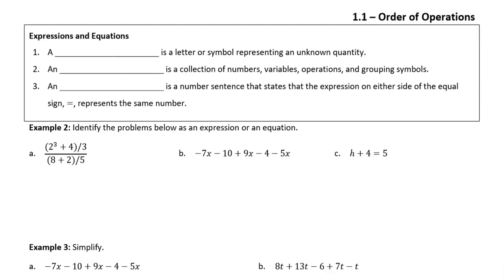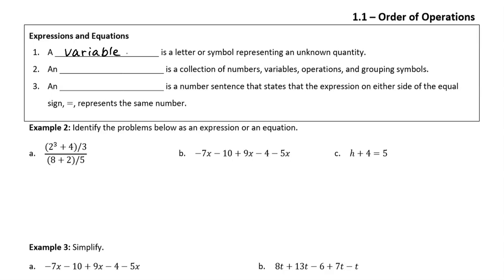The first one here, we're going to say that a variable is a letter or symbol representing an unknown quantity. Oftentimes we see the letters X, Y, Z, but we could really use any letter or symbol to represent this unknown value that I'm trying to find.